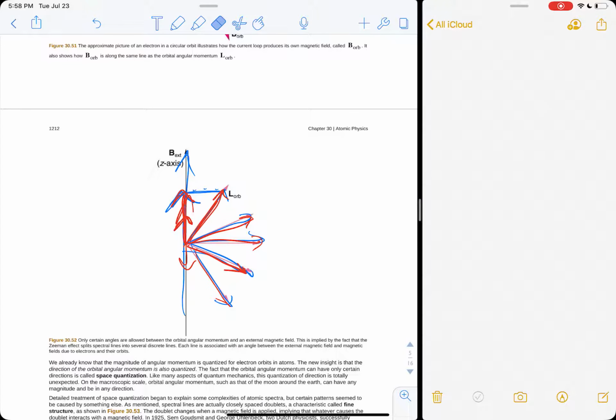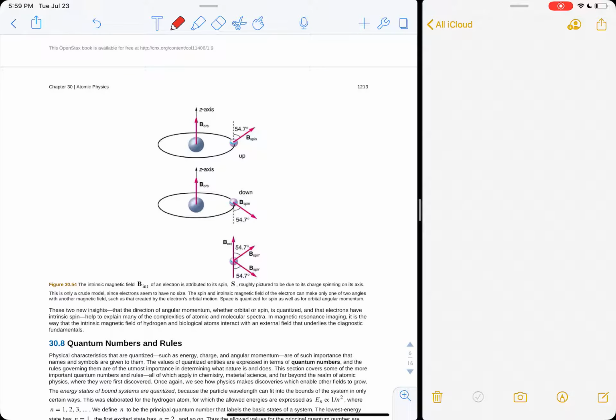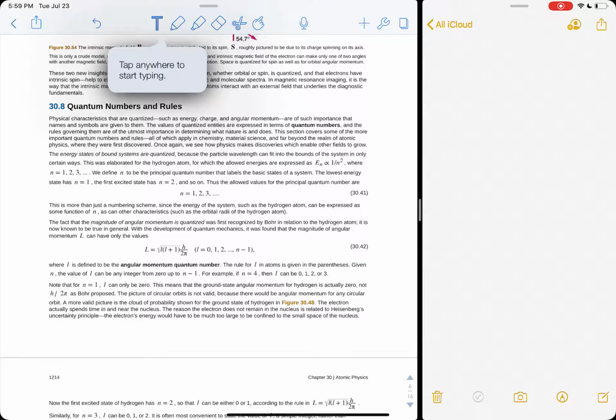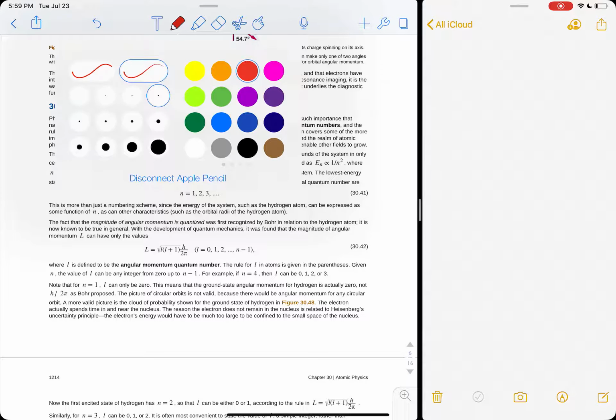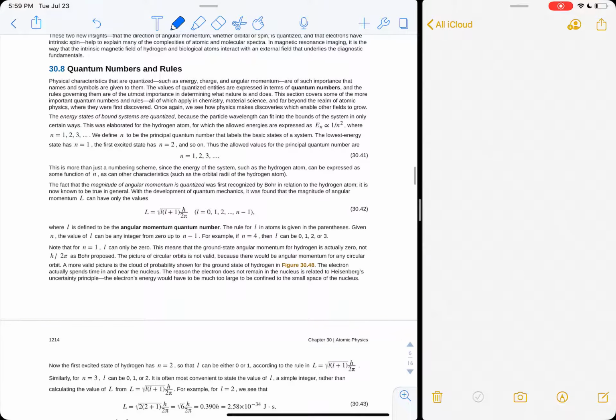So depending on the orientation of the electron, which could be here, could be here, could be there, you're going to get different effects from the angular momentum. So these are different degrees of freedom for the electron. So the quantum numbers that an electron can have, there are 4 quantum numbers you've got to care about for the electron.